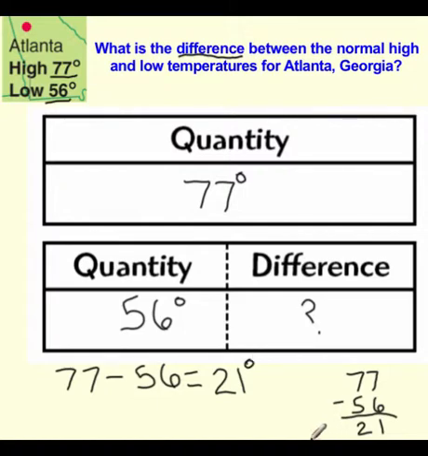Now I want to think about, does this answer make sense? I have two numbers here. I'm subtracting the two numbers, so I would expect an answer that is smaller. And as you see, 21 is smaller than both 77 and 56, so this answer would make sense.